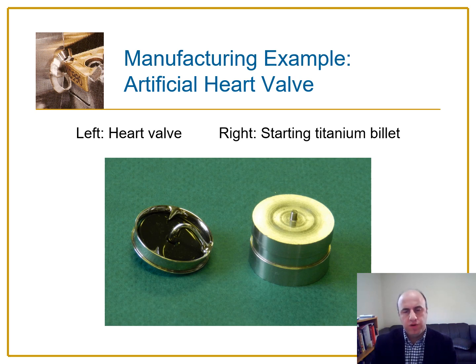Here is one good example about the economical point of view in manufacturing processes. On the right side, we have a starting titanium billet, and on the left side we have an artificial heart valve that can be used for patients who have a heart problem. And the left part actually is worth thousands of dollars because of the manufacturing processes that have been done on that part.